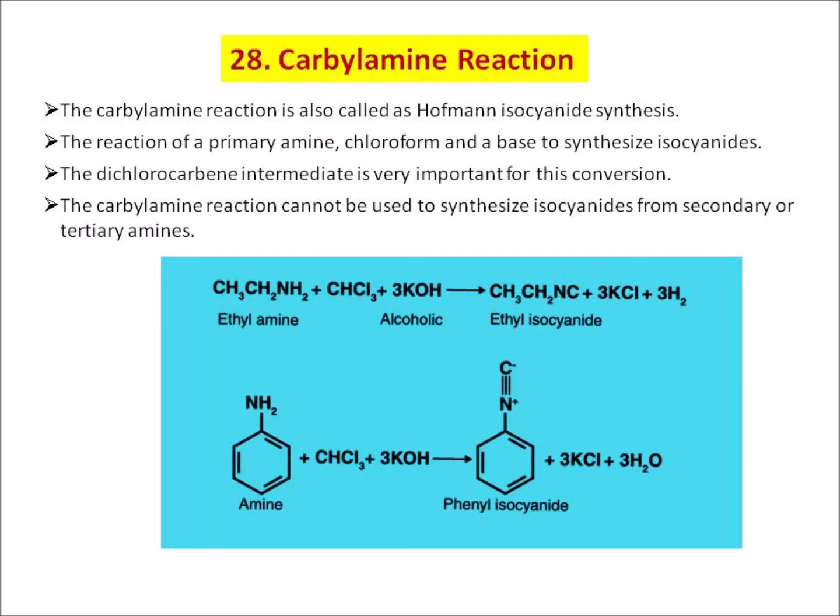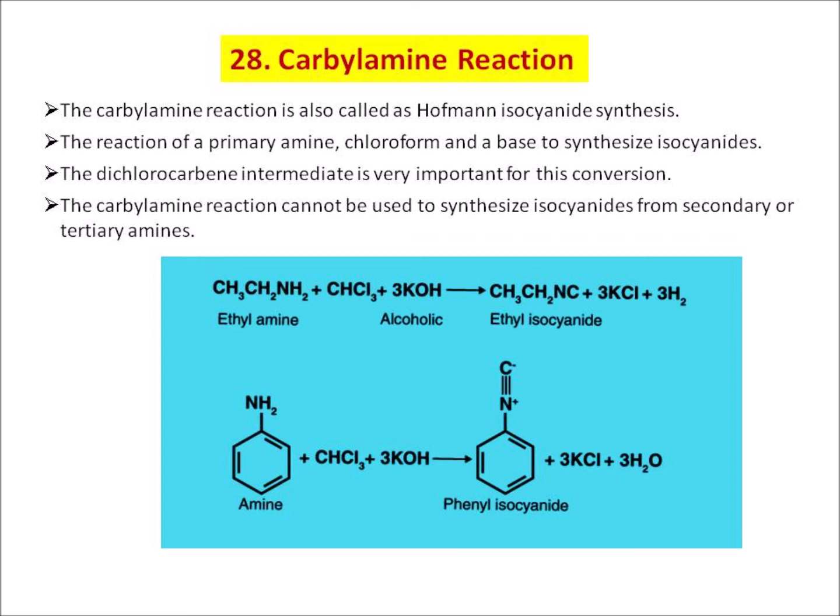The final reaction is carbylamine reaction. Carbylamine reaction is also called Hoffmann isocyanide synthesis. It is also called isocyanide test. It is the reaction of a primary amine in the presence of chloroform and a base to synthesize isocyanides. The dichlorocarbene intermediate is very important for this conversion. Carbylamine reaction cannot be used to synthesize isocyanide from secondary or tertiary amines.